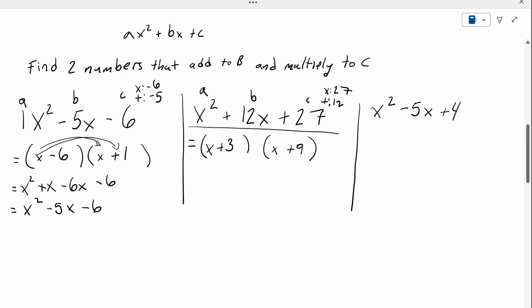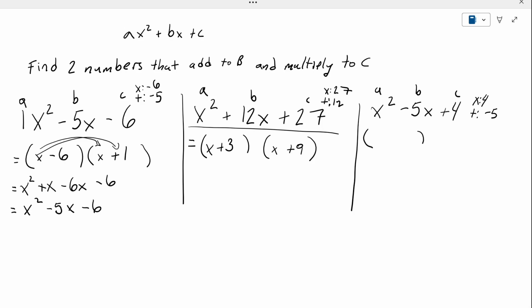Okay, let's try one more example. What is the factored form of x squared minus 5x plus 4? So just like the last two examples, we need to find two numbers that multiply to 4 and add to negative 5. These two numbers are negative 4 and negative 1. That's because negative 4 plus negative 1 is negative 5, and negative 4 times negative 1 is 4.